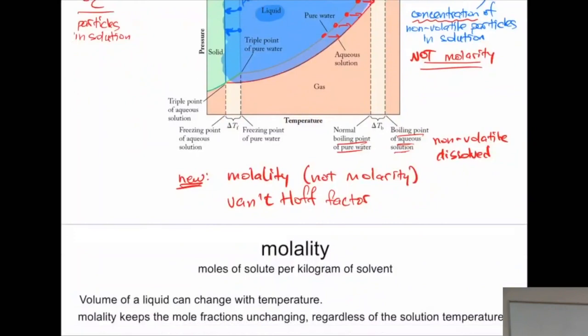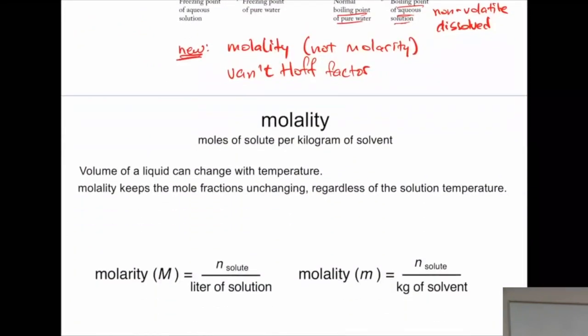Without further ado, molality. Here is your general definition of what molality is. It's very similar to molarity. Okay? As the definition goes, it's simply the moles of solute per kilogram of solvent. So it's by the mass of the solvent, not by the volume of the solvent. And the reason we care about this is right here.